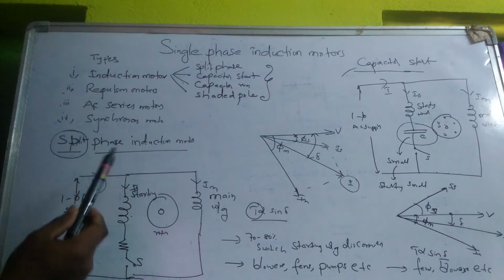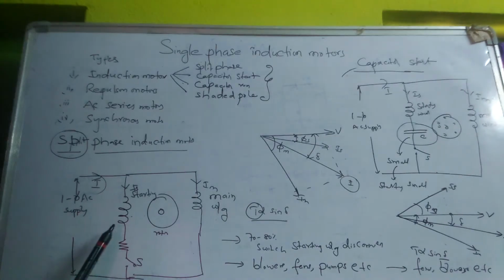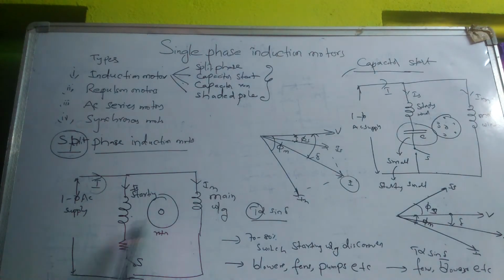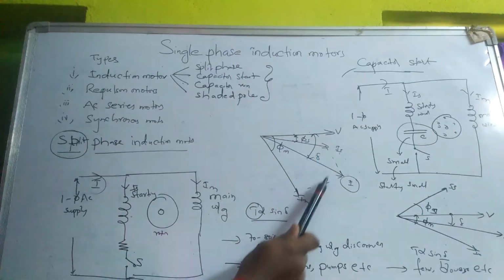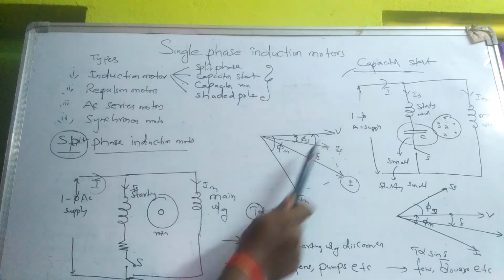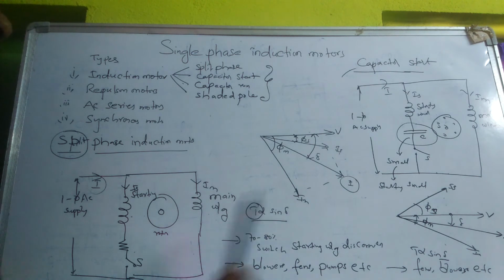Till now we have discussed two kinds of induction motor, split phase and capacitor start. In the split phase induction motor, the windings are split up into two windings: the starting winding and the main winding. The starting winding is used for the starting purpose, and it is resistive in nature, and the main winding is inductive in nature. That is why Is is almost in phase with the voltage, and Im lags the voltage by almost 90 degrees, that is phi m, and the resultant current provides the delta value.